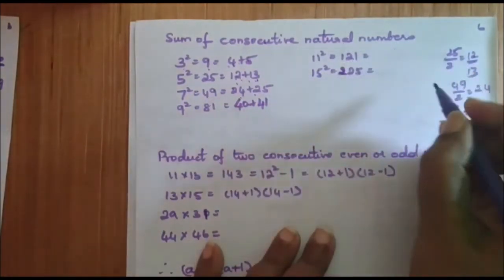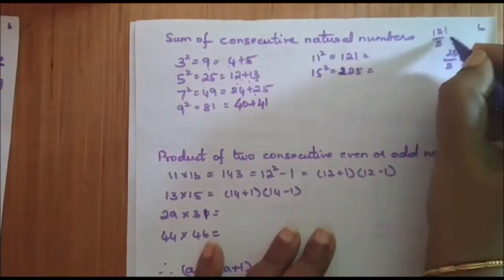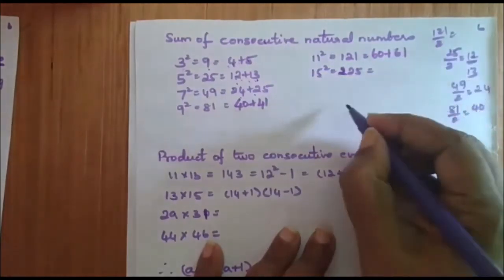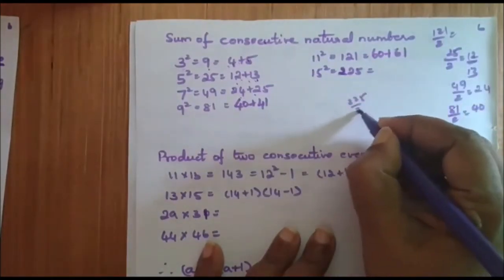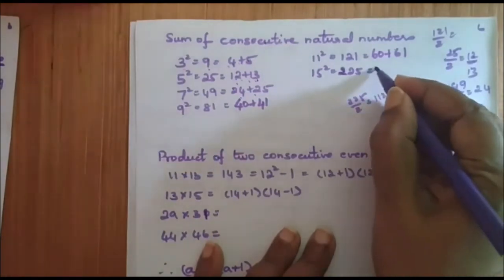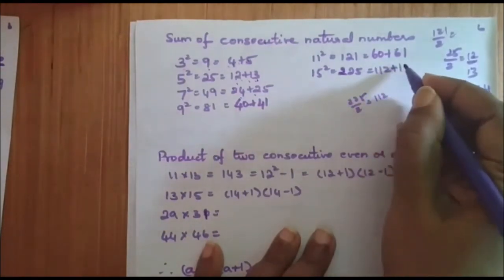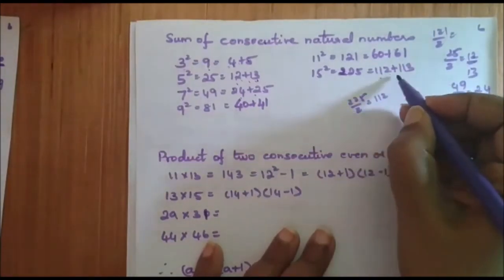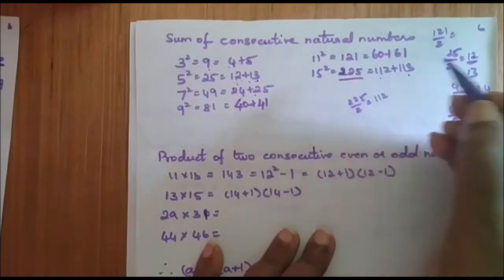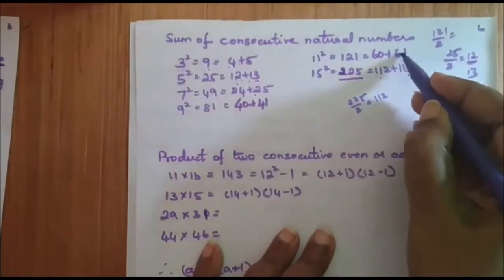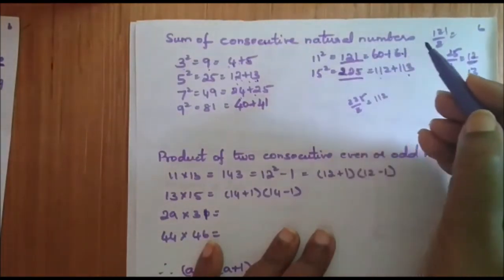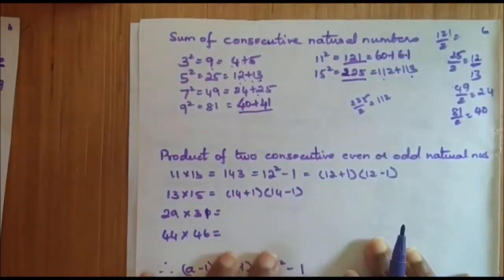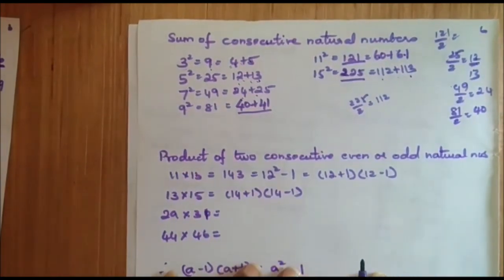Similarly 121, if I divide by 2, I will get 60 plus 61. Similarly 225 divided by 2 will be 112, so it can be represented as 112 plus 113. See, let me add these two numbers. 112 plus 113 means what? 225. Similarly 60 plus 61 is 121. I hope you got it. This is how we represent them as a sum of consecutive natural numbers.